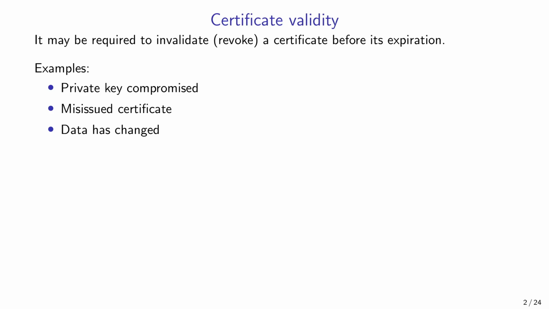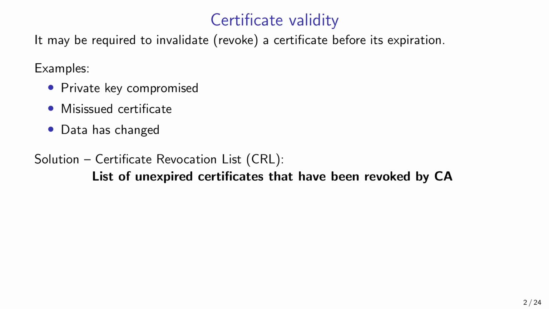So, the question is how to distribute the information about revoked certificates to relying parties. And the trivial solution here is the so-called certificate revocation list. So, what is it? It is a list of unexpired certificates that have been revoked by the CA. So, it is a blacklist of revoked certificates. Expired certificates are removed from the list because once they expire, they are considered invalid anyway, right?